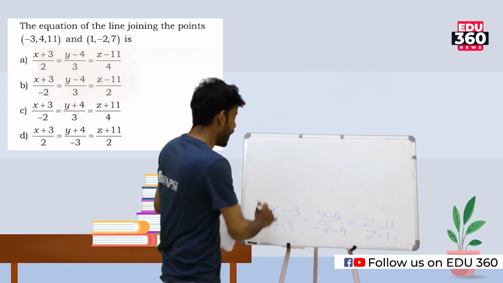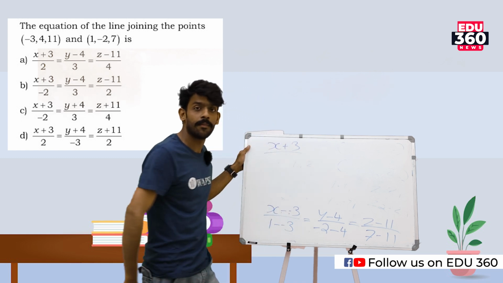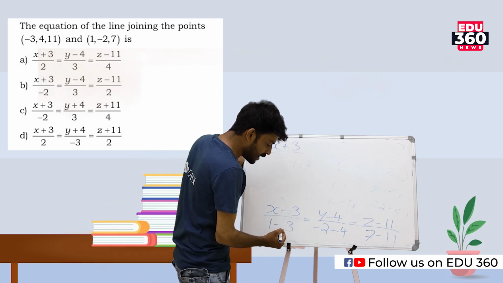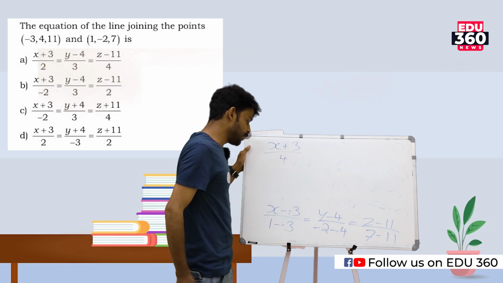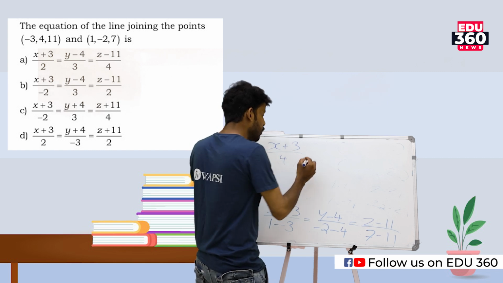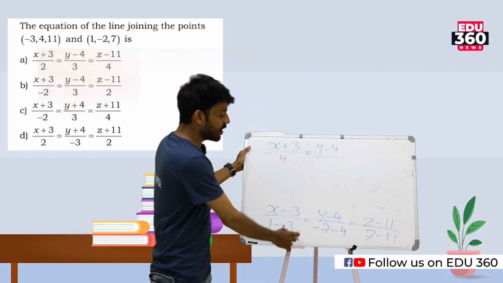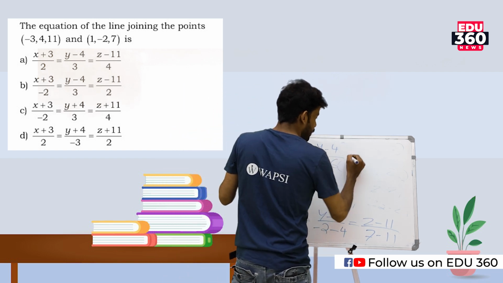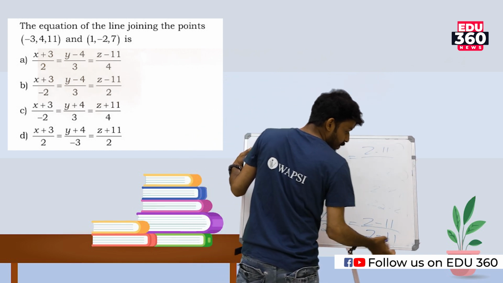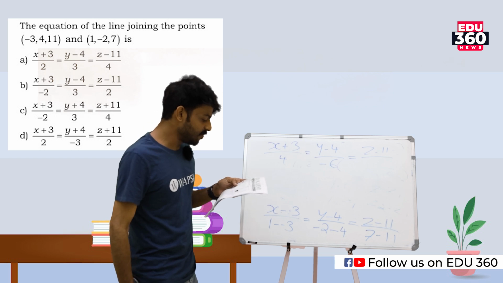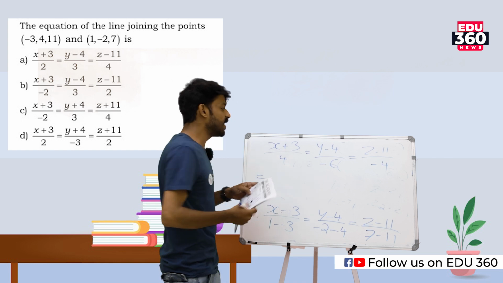Here x minus -3 becomes x plus 3, because minus times minus gives plus. 1 minus -3 means 1 plus 3, that is 4. So (x plus 3) divided by 4 is equal to (y minus 4) divided by (-2 minus 4), which is -6, equal to (z minus 11) divided by (7 minus 11), and 7 minus 11 is -4. On the next step, we can reduce the denominator.